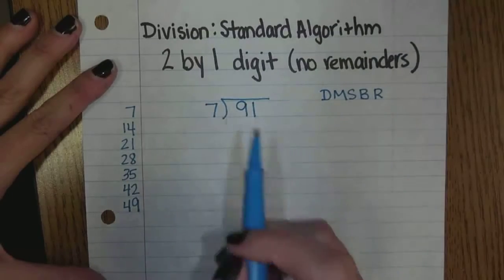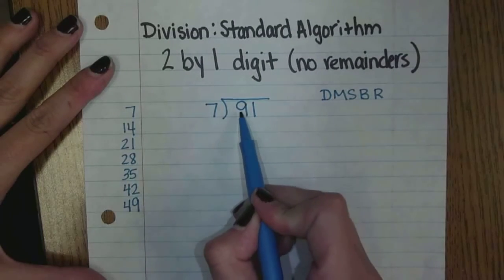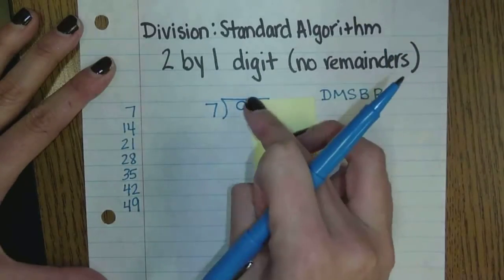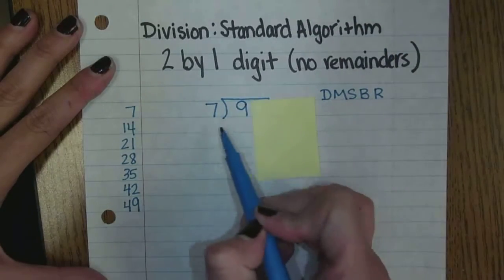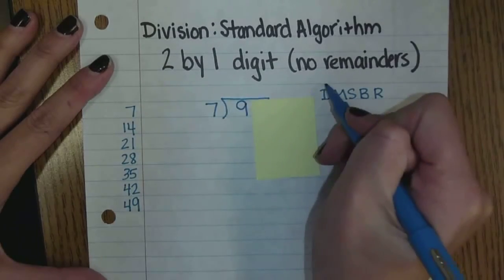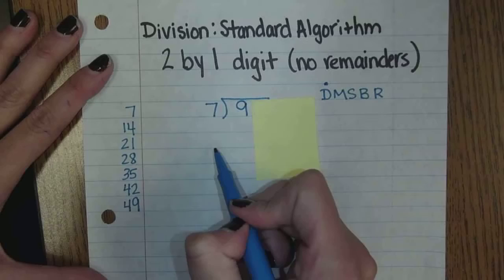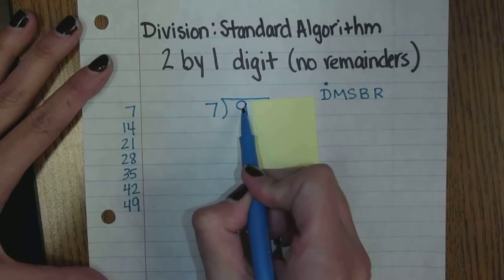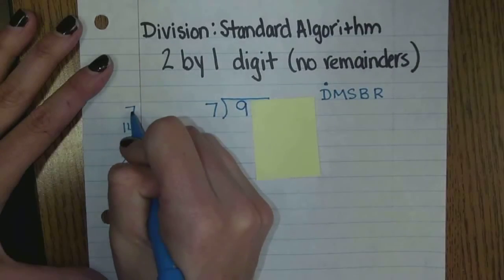Next up is that they know if there's one number on the outside, we are only concerned with the first number on the inside. So we can use a finger or cover up the second digit of 91 just to make it look like 7 is going to go into 9. So the first thing we're going to do is divide. How many times does 7 go into 9, or how many groups of 7 can fit inside a group of 9? We can only do that once if we look at our list.